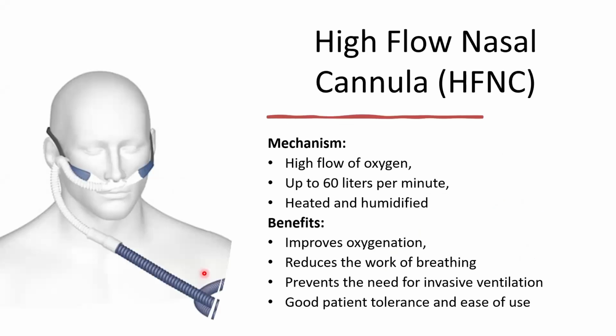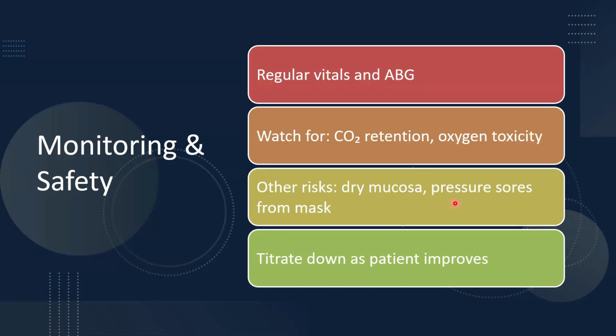High flow nasal cannula has been used for the last few years. It provides flows up to 60 liters per minute. The air is heated and humidified. It not only improves oxygenation but reduces the work of breathing and prevents intubation in some cases as well. Monitoring is very important because these patients are quite critical. A type 1 patient can go into type 2 failure and they can worsen further, needing invasive ventilation. So continuous monitoring of vitals and oxygen, and capnography or ABGs, is needed.